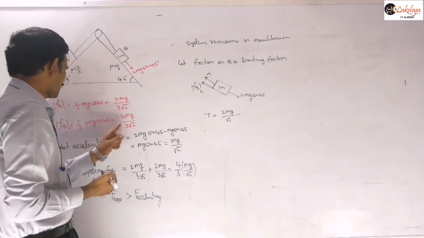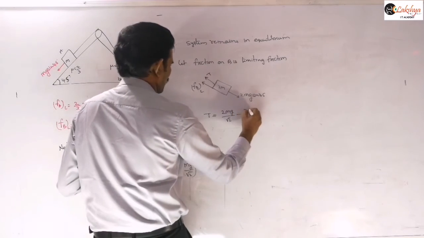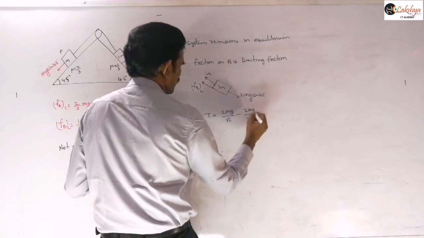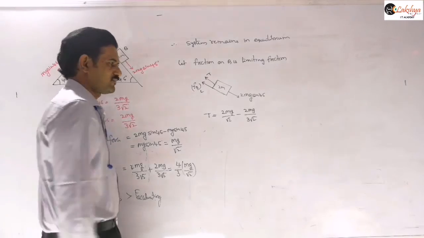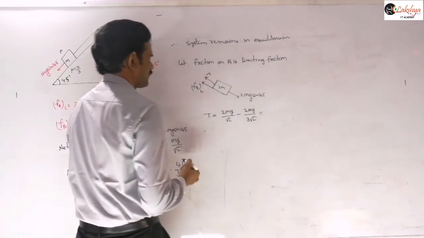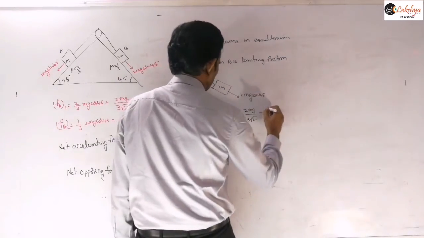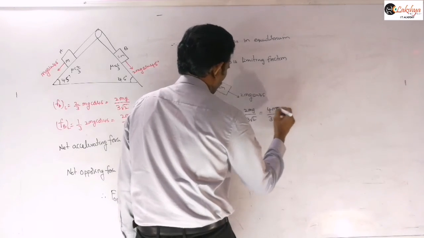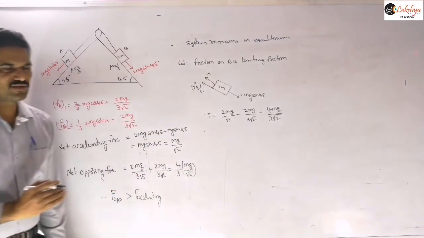That F_B limiting value is 2mg by 3 root 2. And so this value we can write as 4mg by 3 root 2. So it is the tension in the string.